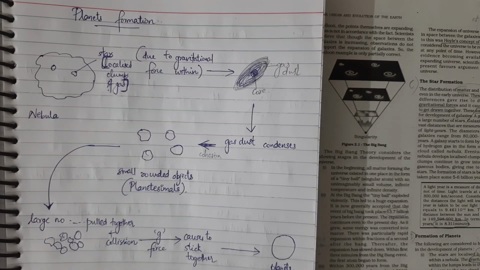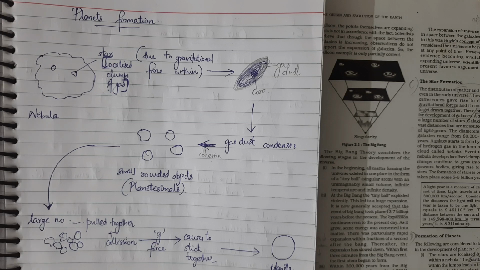Okay. And we know the speed of light is 299,792,458 meters per second, or approximately 3 lakh kilometers per second. A light year is a measure of distance, and you should remember that it is not of time, it's of distance. Light travels at the speed of 3 lakh kilometers per second. Consider this: the distance light will travel in 1 year is taken to be 1 light year, and that equals 9.46 into 10 raised to 12 kilometers.